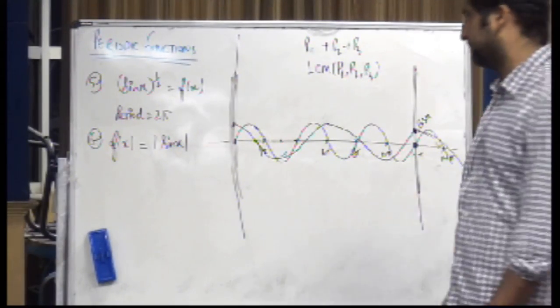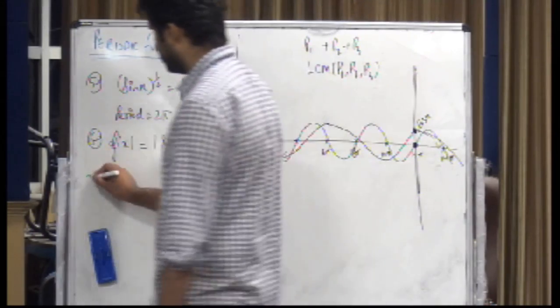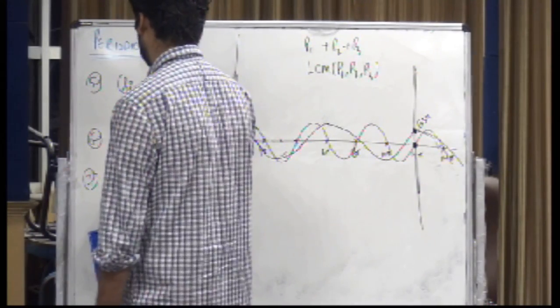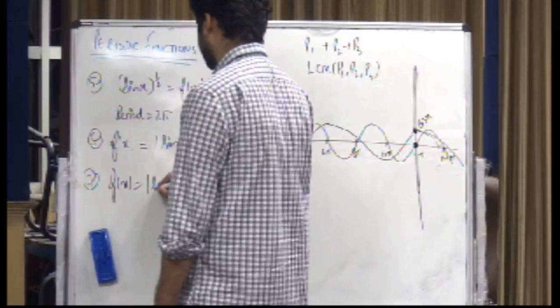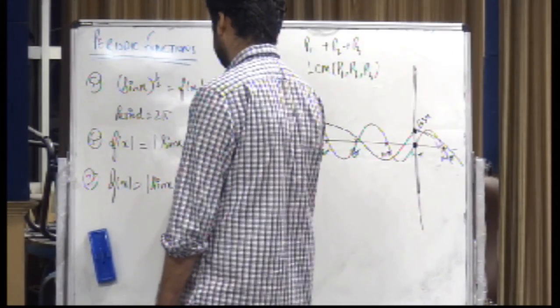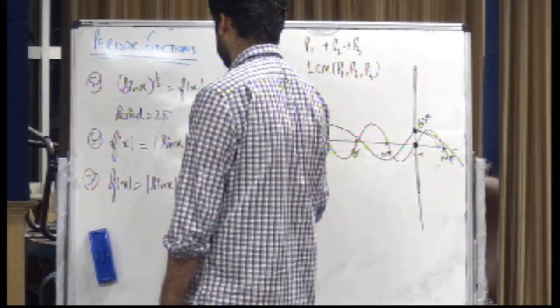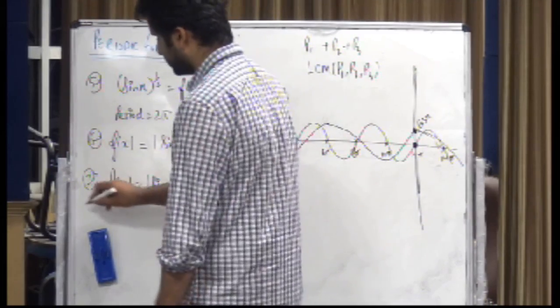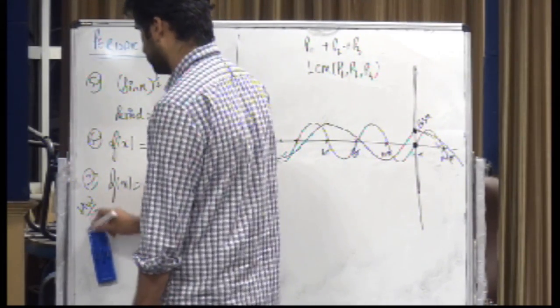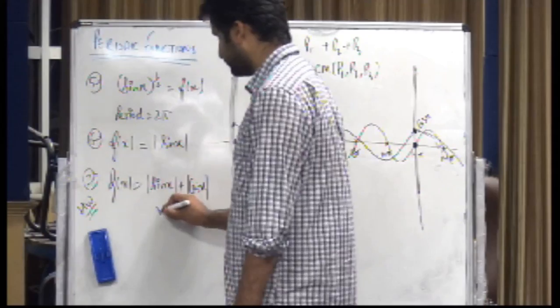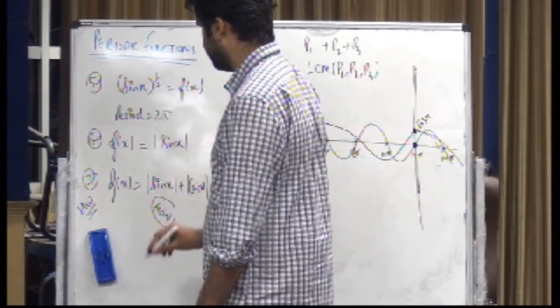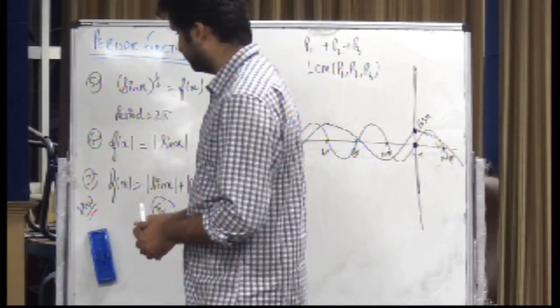Anyone? Yeah, pi. And what will be the period of mod of sin x plus mod of cos x? So this one you have to try at home. I'll tell you the answer for this one. This is pi by 2. The period is pi by 2. Just try to do this one.